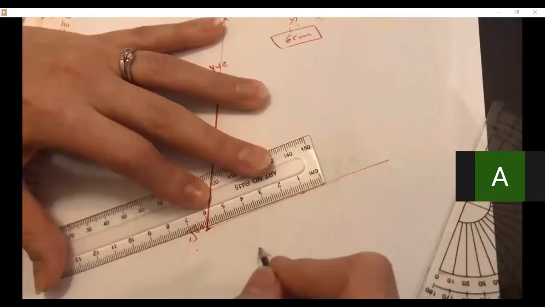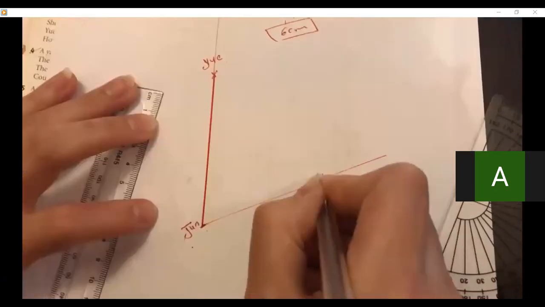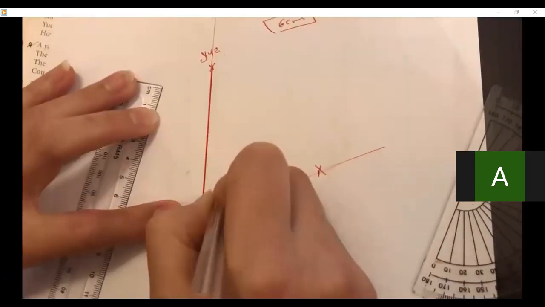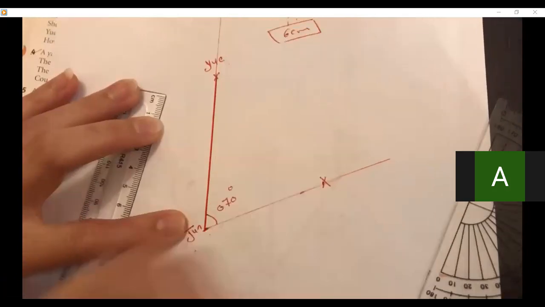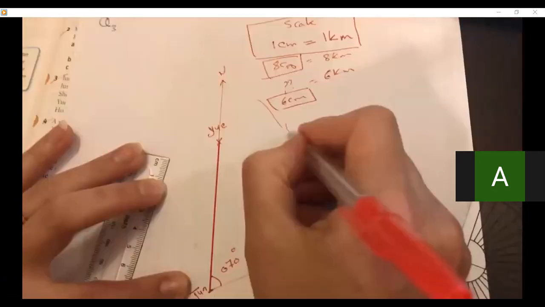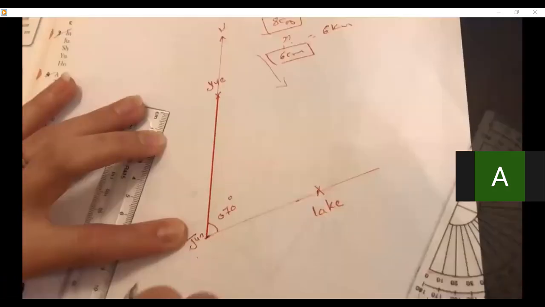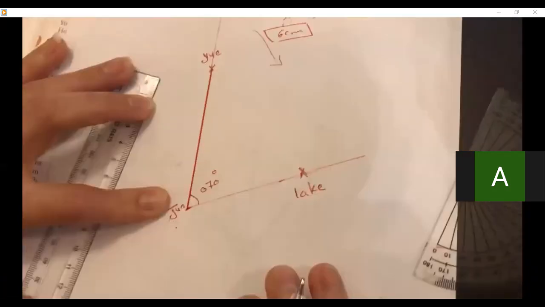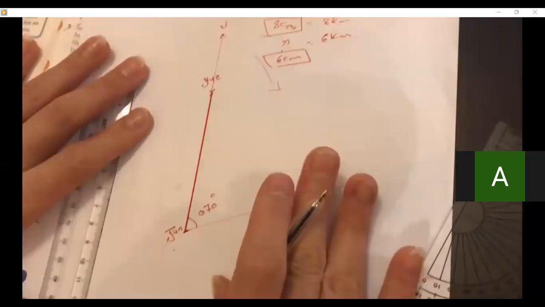Here is my 6. And what do we do? We went by a bearing of 070, due north, clockwise direction, till we reach the lake. This is the lake's position. So what did we do? We just drew the first part.